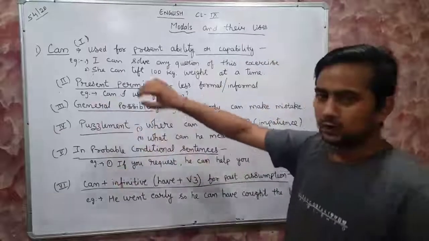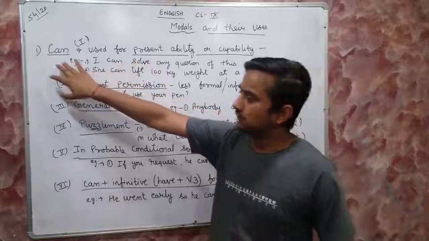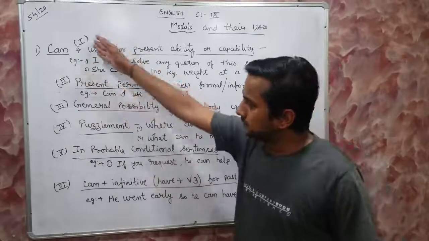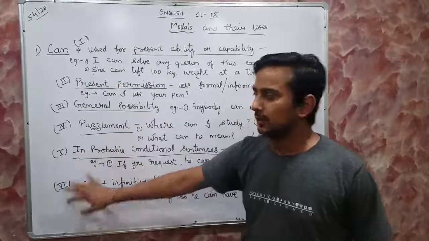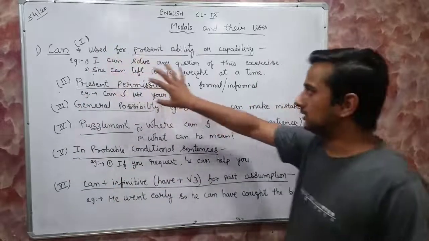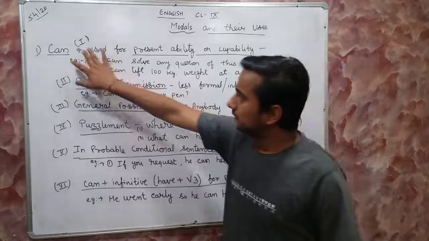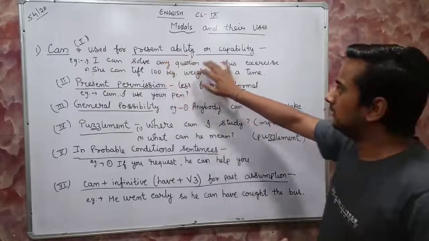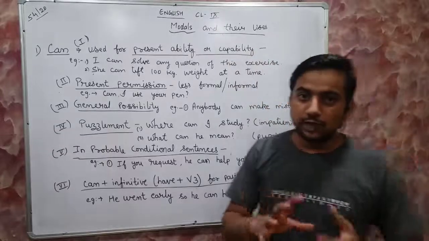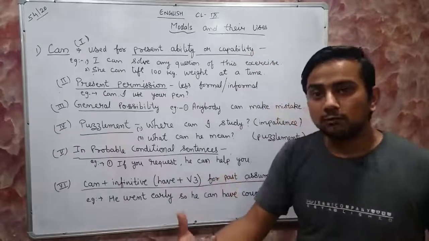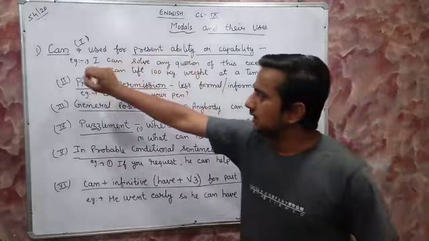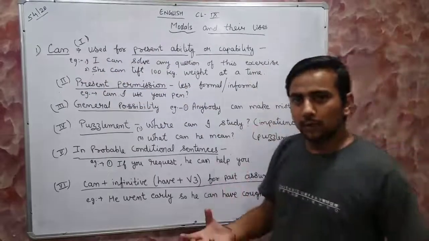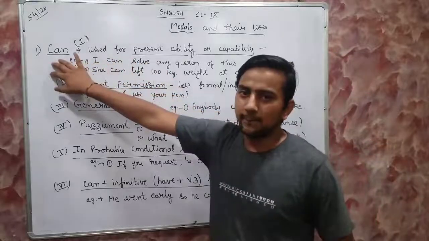Now students, first of all we are starting with the first of the modals, that is can. Where we use this modal can, we can use it in the following 6 conditions. We will learn each and every one with the help of examples. First of all, we can use can to express present ability or capability. Students, if you have some capability, you can do some work, then we use can. For example, I can solve any question of this exercise. So it's capability, and you can use the modal can.